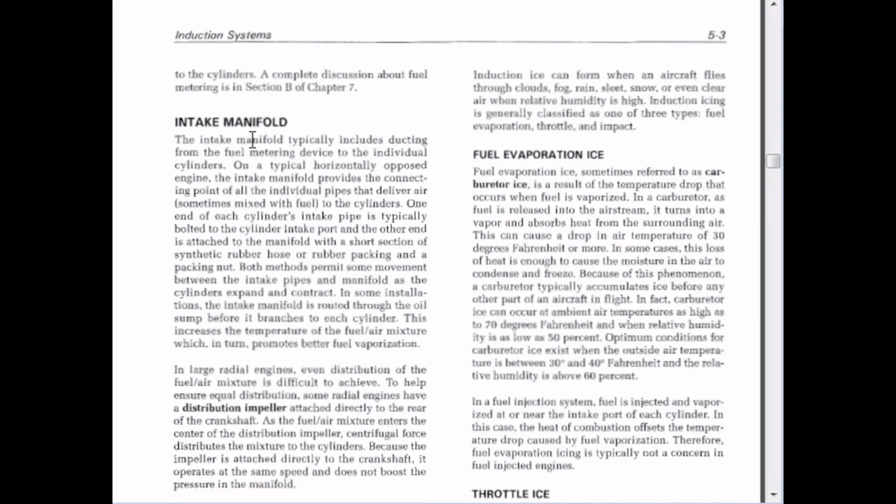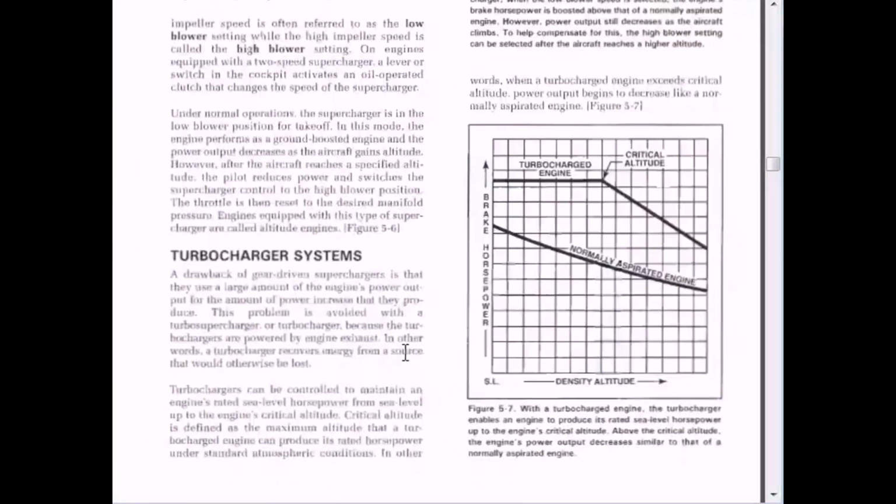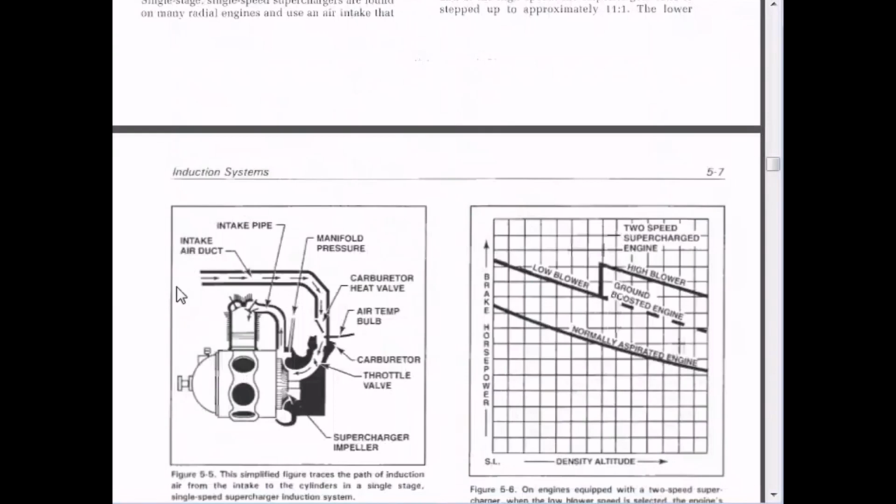Okay, so intake manifold. Intake manifold is typically including ducting from the fuel metering device to the individual cylinder. Itu maksudnya apa? Itu maksudnya inilah dia. Ni contohnya ni. Starting from the fuel metering device, masuk terus ke dalam.